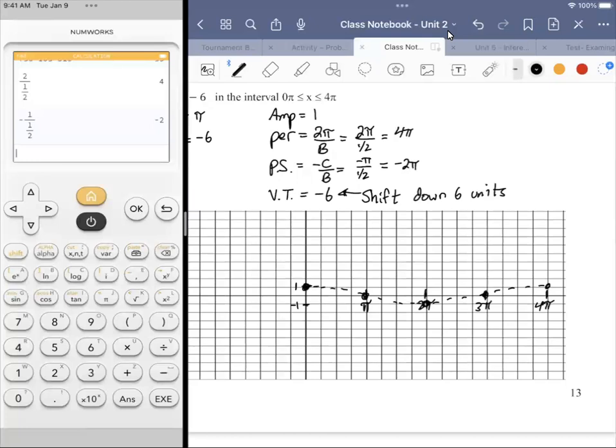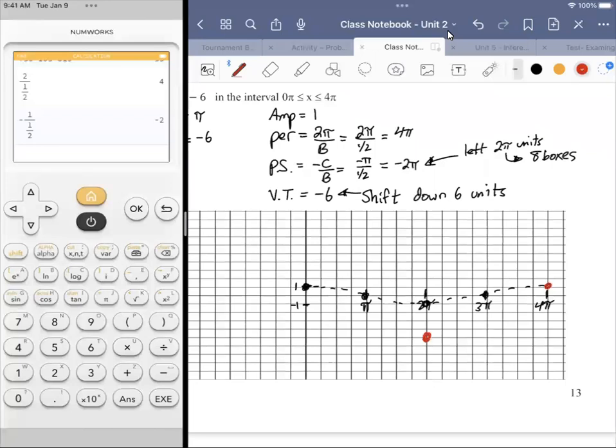Now I want to shift every single point left 2 pi units. By the scale, 2 pi is 8 boxes. So every single point is going to go left 8 boxes and down 6 boxes. I'm going to start with this one here. Left 1, 2, 3, 4, 5, 6, 7, 8, and then down 1, 2, 3, 4, 5, 6. So it's going to put me there.